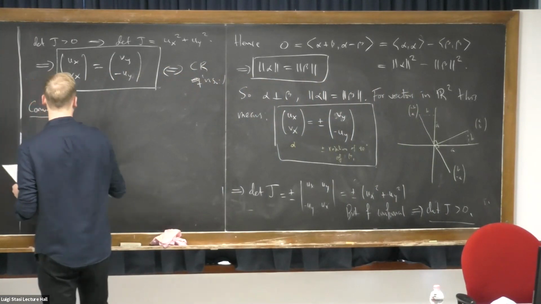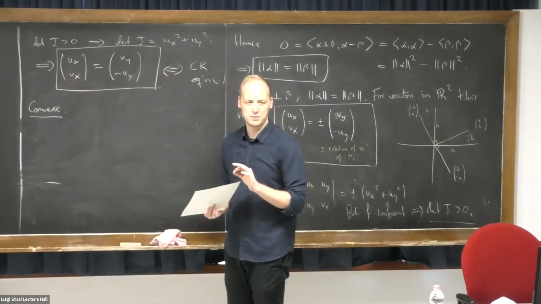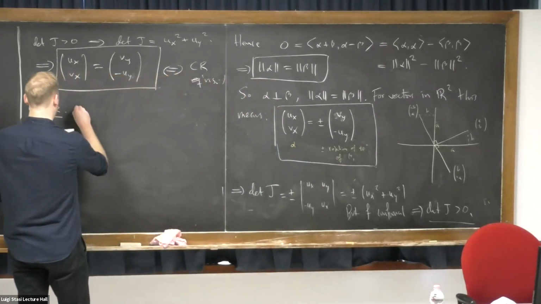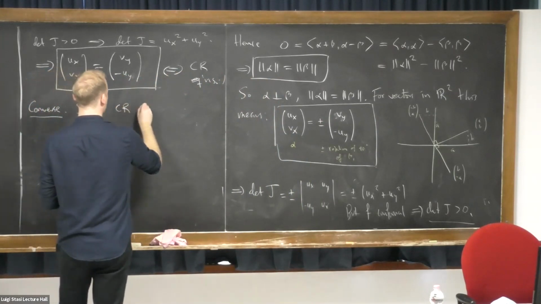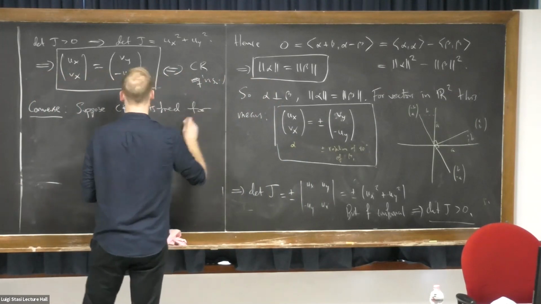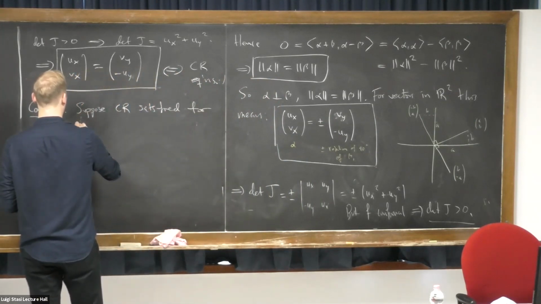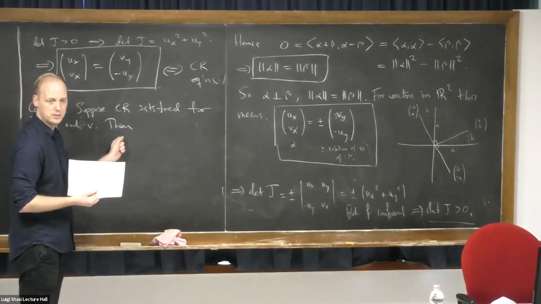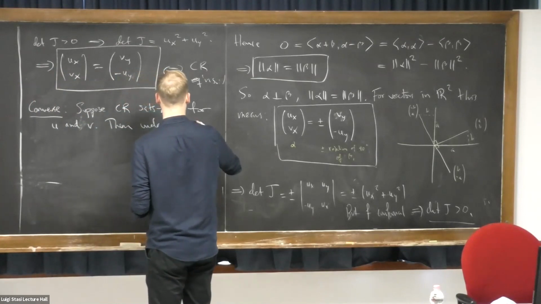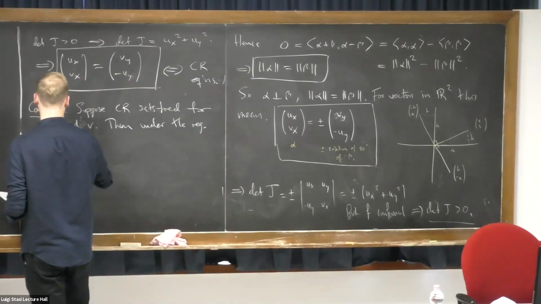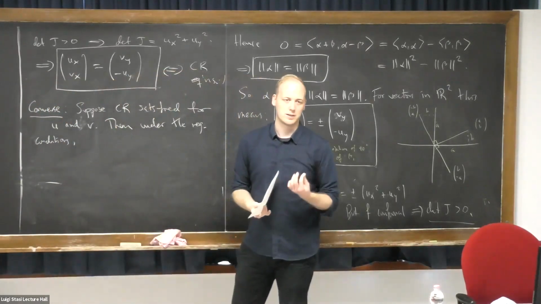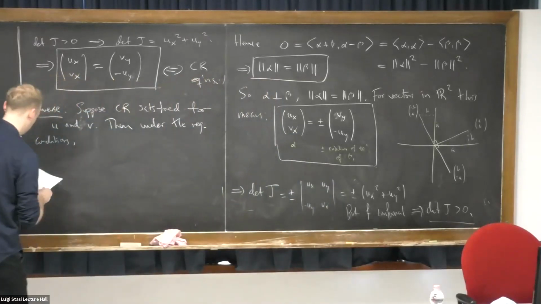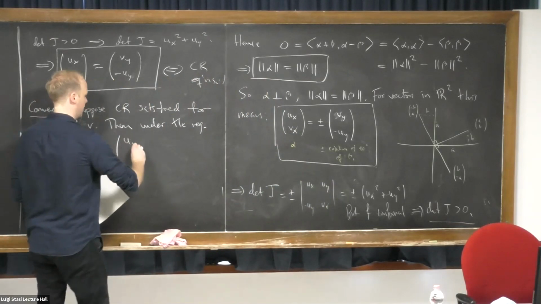Okay, so now for the converse, if we want to assume now that the Cauchy-Riemann equations are satisfied, how can we show that the corresponding map F equals u plus iv has to be conformal? So suppose Cauchy-Riemann equations are satisfied for u and v. Then, under the regularity conditions, so this is where we use it. Because of the regularity conditions, we assume that the partial derivatives exist and are continuous. So then it's totally differentiable, which means that we can write down in particular this matrix.